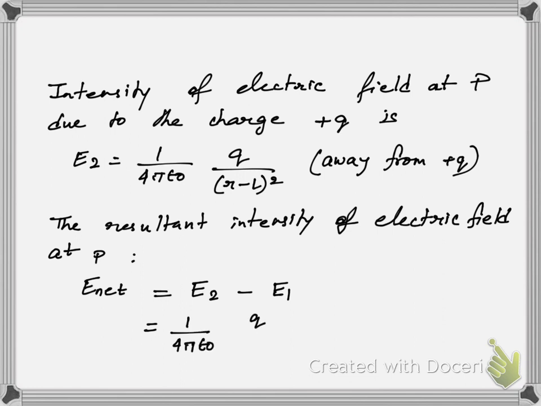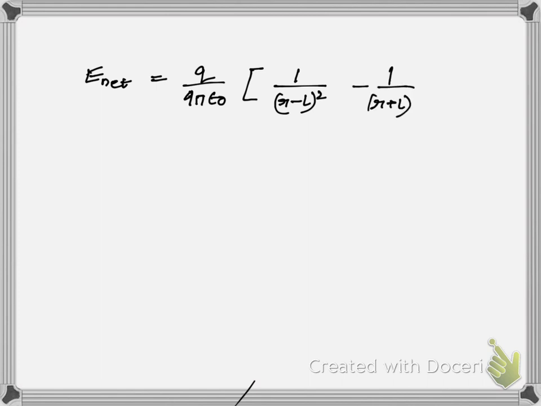It will simply be 1 by 4 pi epsilon naught Q by R minus L whole square minus 1 by 4 pi epsilon naught Q by R plus L whole square. Now what I'll do is I'll take Q into 1 by 4 pi epsilon naught common, and this will be 1 by R minus L whole square minus 1 by R plus L whole square. Now all we need to do is simplify this expression.